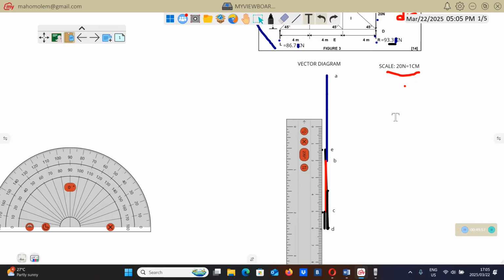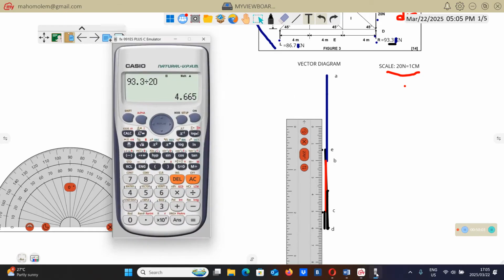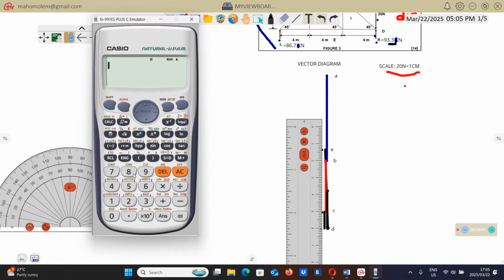Right, from there we go to this reaction of 86.7. So 86.7 divided by 20 is 4.3. So we have to draw an upward line again with a length of 4.3 centimeters, starting from E.